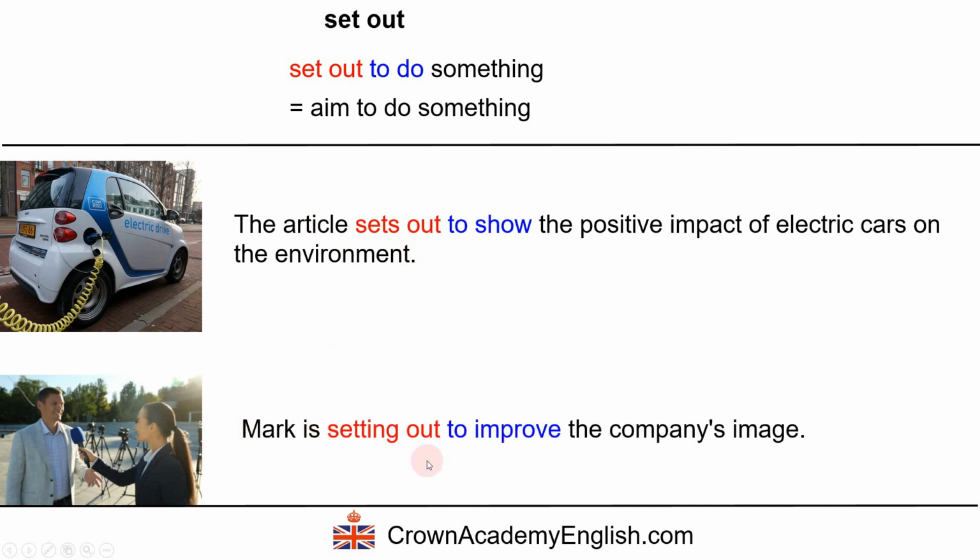And Mark is setting out to improve the company's image. So here we are describing Mark's objective. He has a new job. He is working in marketing, perhaps, or public relations. And his goal, his objective, is to improve the company's image. He is setting out to improve the company's image. He is aiming to improve the company's image. That is his goal.